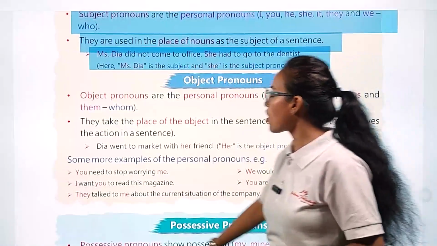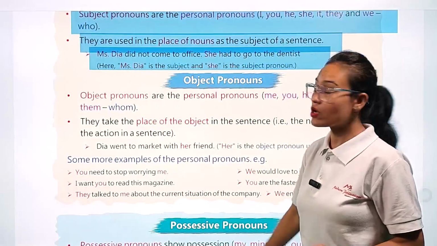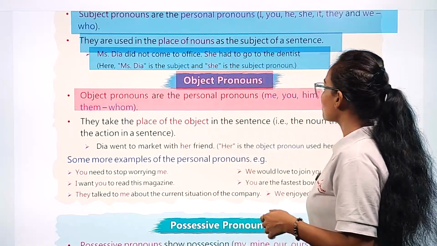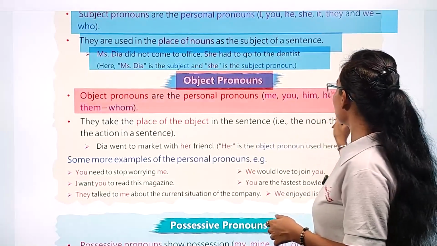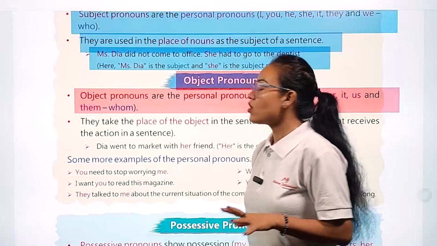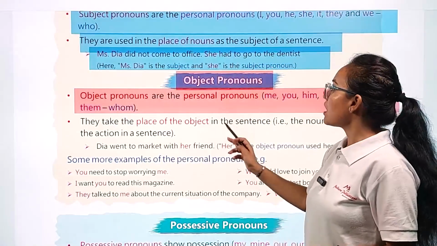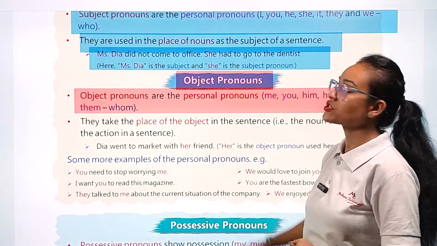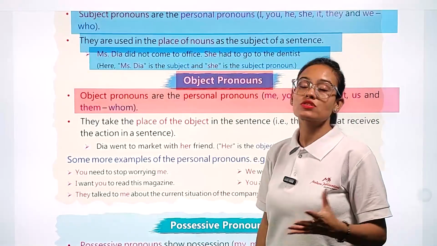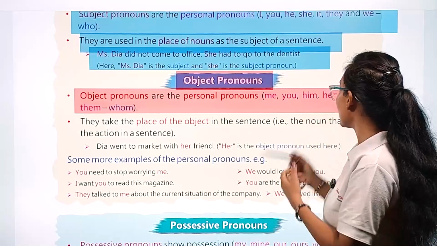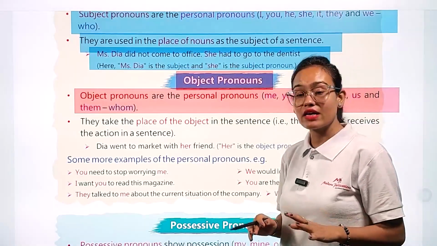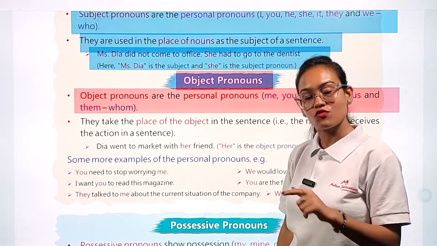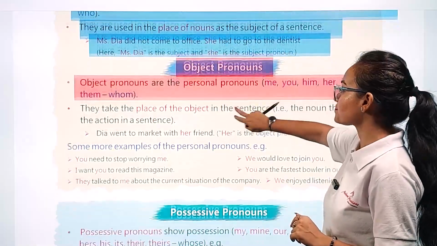Now we are going to see the object pronoun. Now what is the meaning of object pronoun? Let's see. Object pronouns are the personal pronouns me, you, him, her, it, us, and them. Object pronouns in the sentence are considered as personal pronouns. Whenever we use such words as me, you, him, her, it, us, and them, they are all referring to the object word in the form of pronoun which is presented in the sentence.